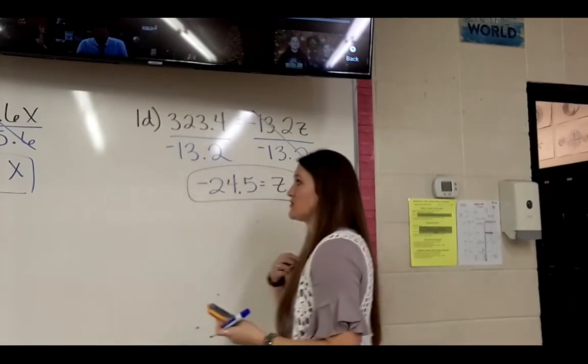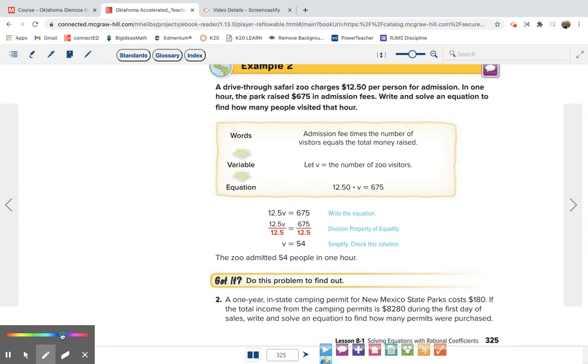And that's our answer. Example 2 is a word problem. It says a drive-through Safari Zoo charges $12.50 per person for admission. That's how much it costs for each person that goes. In 1 hour, the park raised $675 in admission fees. Write and solve an equation to find how many people visited that hour. Now, most of you already know how to solve this. You do this number, the total, divided by how much it costs for each person.